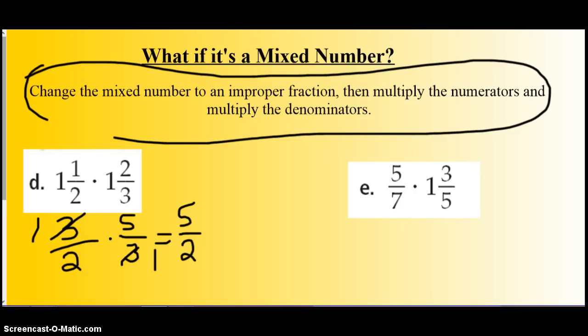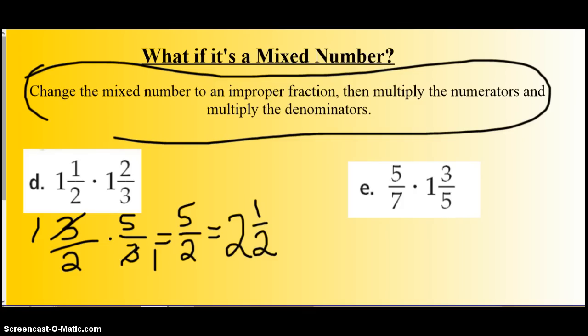5/2 is not in simplest form because it's an improper fraction. So you need to change this into a mixed number. 2 goes into 5 2 times with 1 left over. Denominator remains the same. 5/2 is the same as 2 1/2. 2 1/2 is in simplest form because 1/2 is in simplest form.